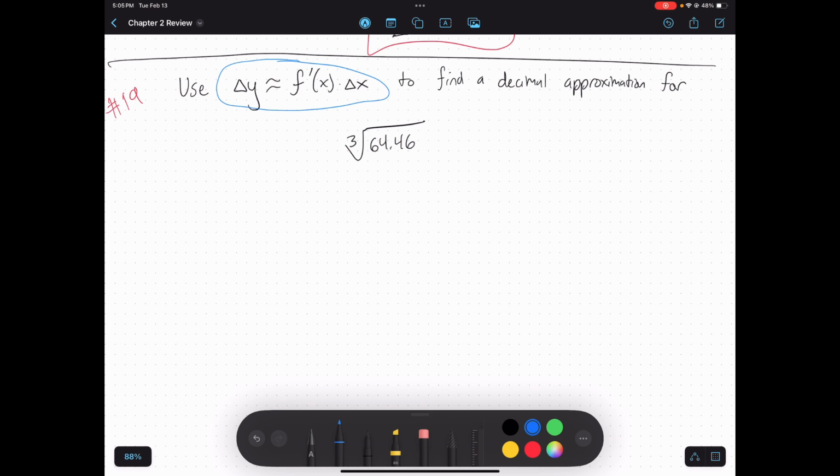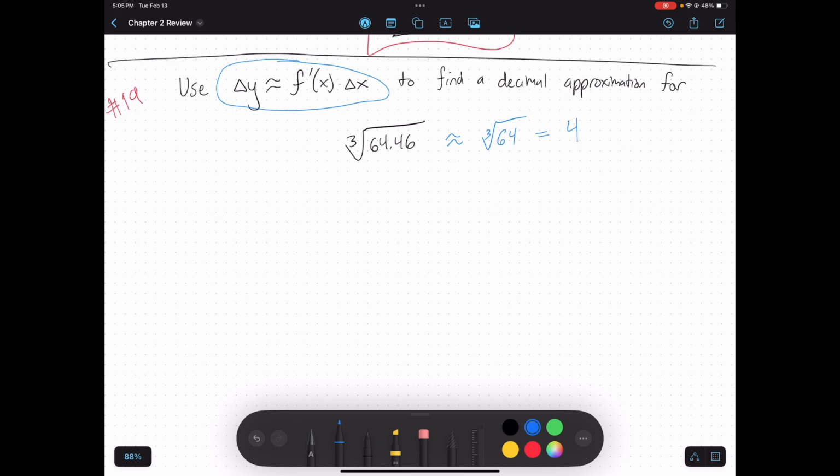That is a very complicated number that ends up being irrational. But if I take a close look, this is actually really close to the cube root of 64. Well, what's nice about the cube root of 64? I know what the cube root of 64 is. The cube root of 64 is 4.